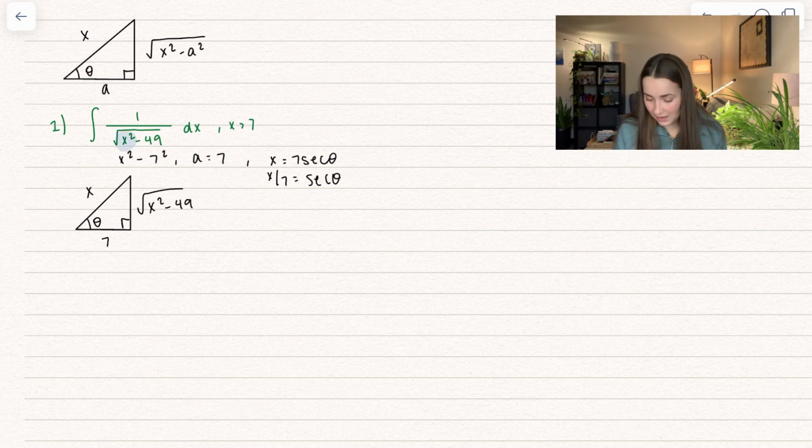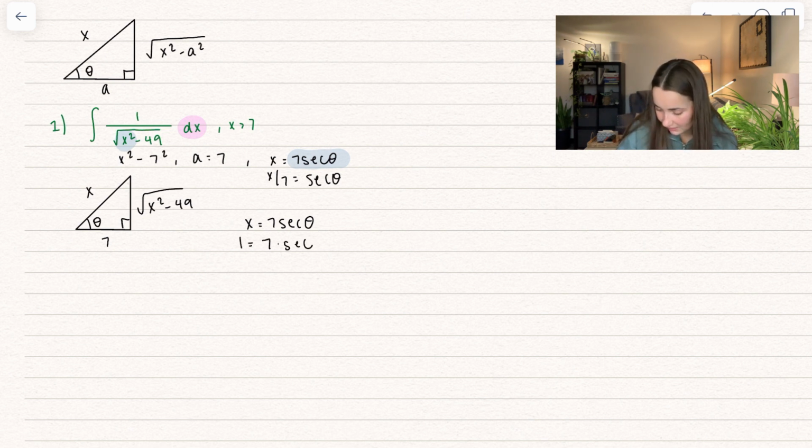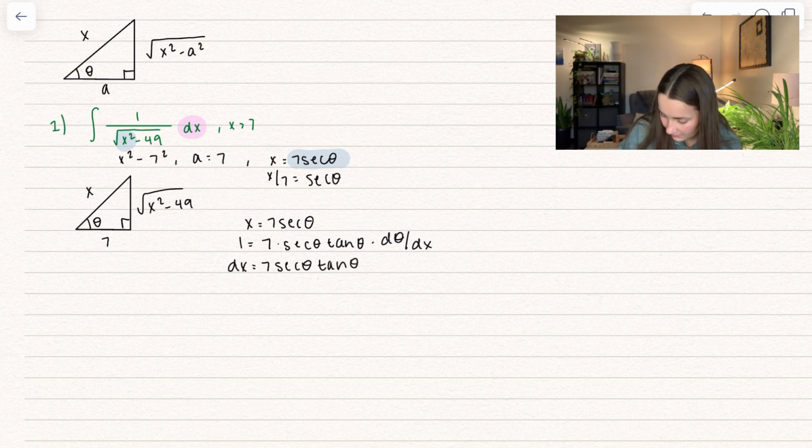So let's go ahead and think about this. We have our x, right? x is equal to 7 secant of theta. But in order to do a full replacement or substitution, we also have to replace our dx. So let's go ahead and solve for it. We're going to use that x is equal to 7 secant of theta, and we're going to take the derivative of both sides in terms of x. So we get 1 is equal to 7 times secant theta times tangent of theta, and now we need to multiply by the derivative of theta in terms of x. And this is how we get that dx. We're going to multiply it over. We get dx is equal to 7 secant theta tangent theta d theta. And that right there is what we're going to use to replace it.